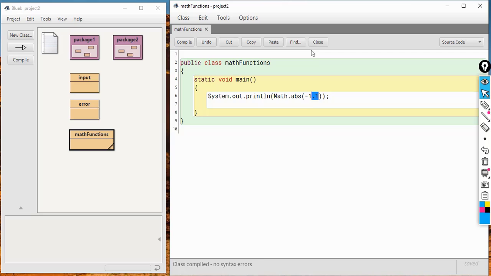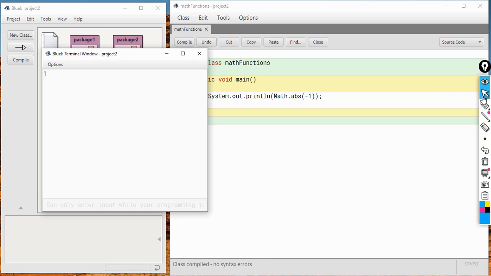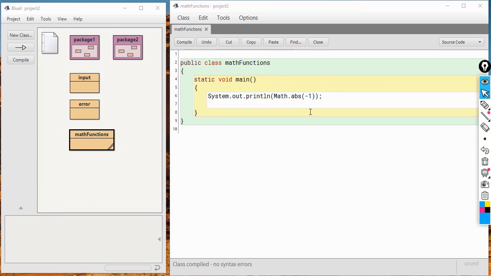Similarly, if I just give minus 1, the answer will be 1. Notice the return value. The return value is same as the argument. If the argument here is an integer, the answer will also be an integer. If it's a decimal here, then the answer will also be in the decimal form. So the ABS function simply converts the negative number into a positive number. That's it.